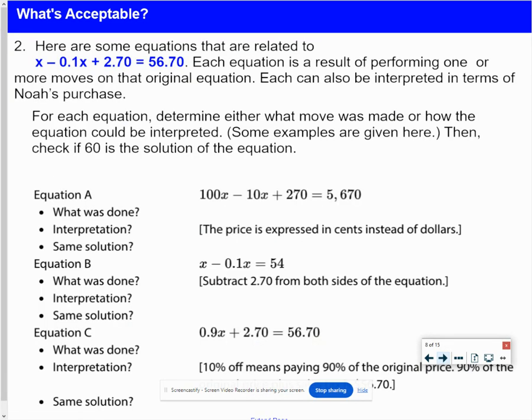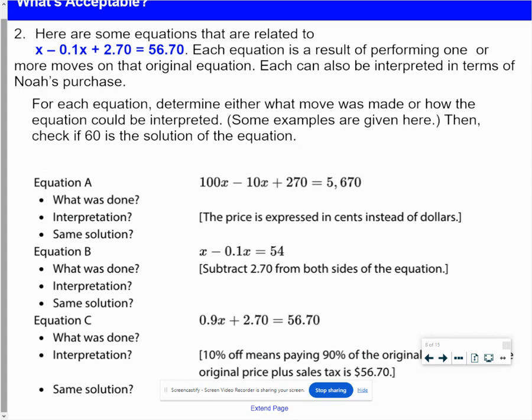So we know that 60 is the solution. Now, if you'll turn the page, please, to 178, I've got that equation up there in blue, the equation that we were just looking at. It says each equation is a result of performing one or more moves on that original equation. Each can also be interpreted in terms of Noah's purchase. So for each equation, we want to figure out what they did, what the move was, and what it means, okay? And then it says we should check if 60 is the solution. Again, saving some time, I promise you, 60 is the solution for all of these, okay?